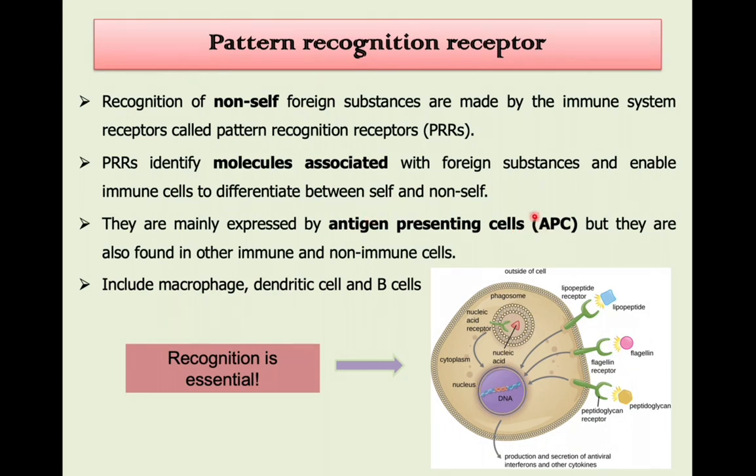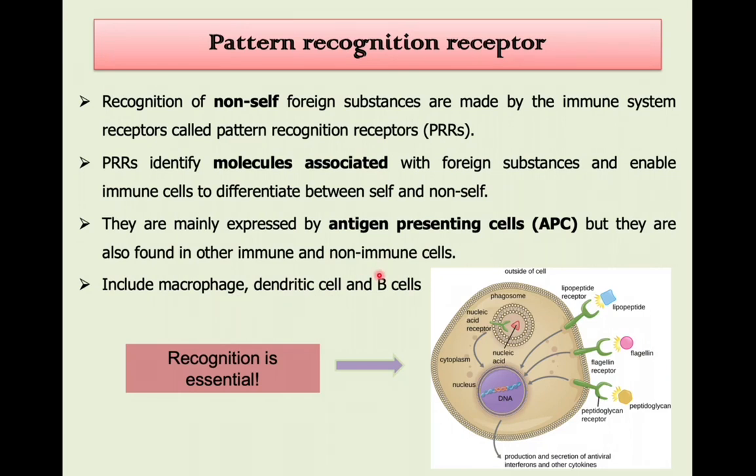Antigen presenting cells include macrophages or dendritic cells. B cells can also be known as APCs. They are also found in other immune and non-immune cells, including macrophages, dendritic cells, and B cells.